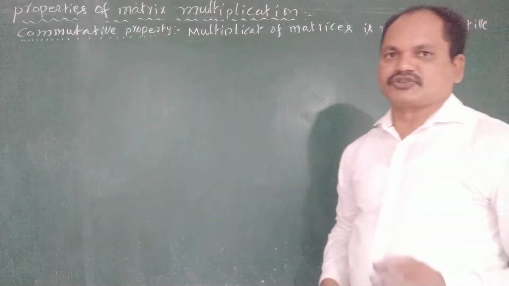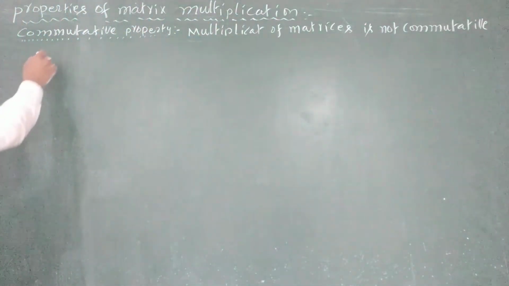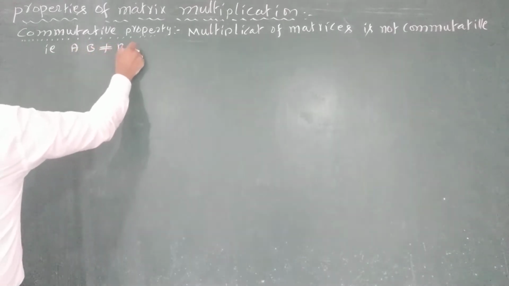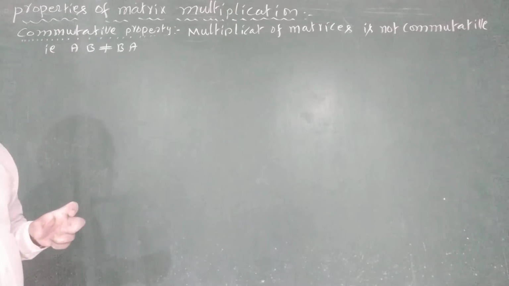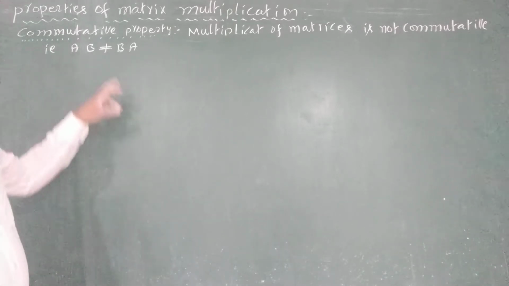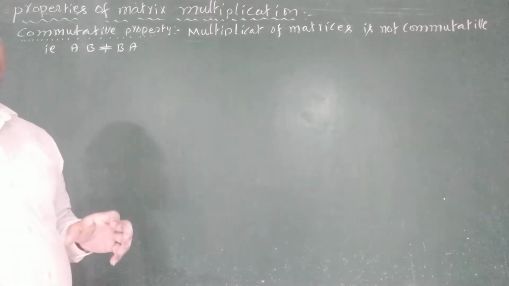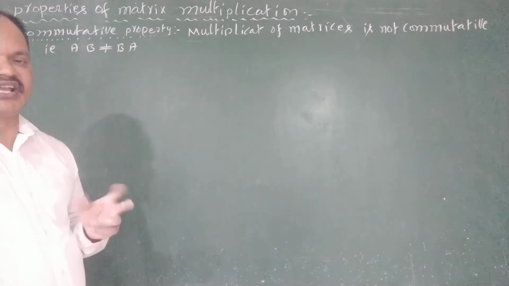Multiplication of matrices is not commutative. That is, AB not equal to BA. That means, if AB is equal to BA, then the matrix multiplication is commutative. But it is AB not equal to BA, since AB represents the product of two matrices A and B.